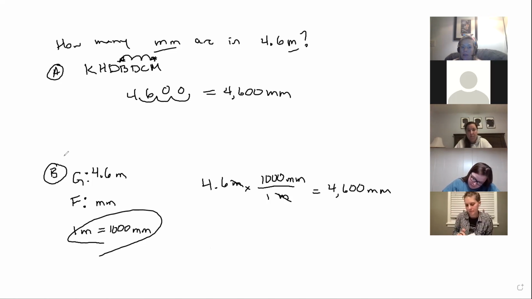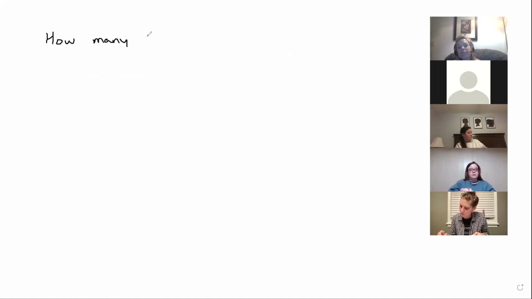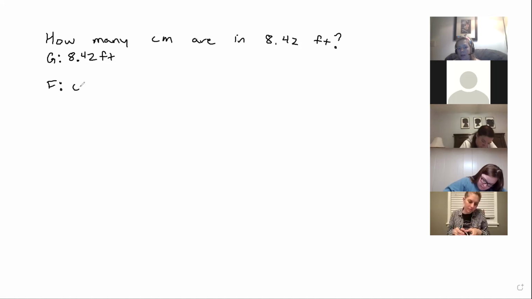So everything we've done thus far with conversion factors has been single step, very simple. What if it becomes a little bit more complicated? So let's say I ask, how many centimeters are in 8.42 feet? My given piece of information is 8.42 feet. What I'm trying to find are centimeters.